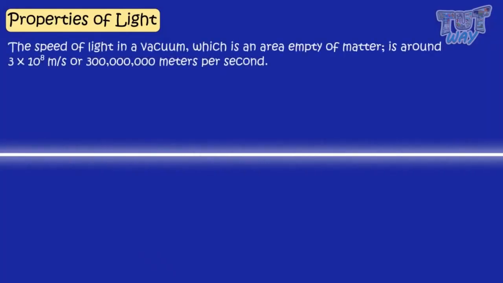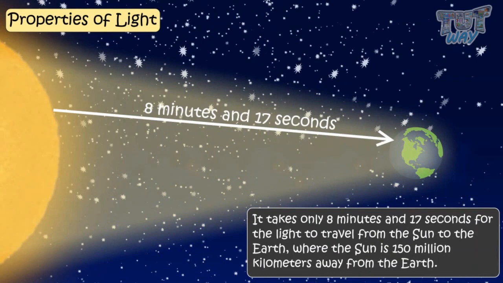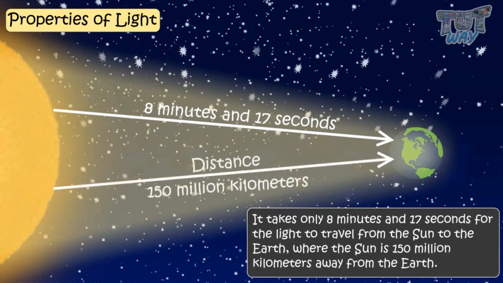Light travels very fast. The speed of light in a vacuum, that is an area empty of matter, is around 3 multiplied by 10 raised to the power of 8 meters per second. It takes only 8 minutes and 17 seconds for the light to travel from the sun to the earth, where the sun is 150 million kilometers away from the earth.